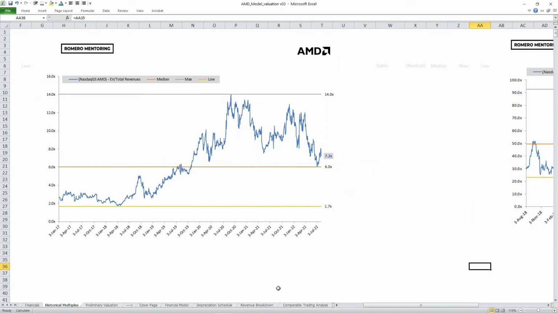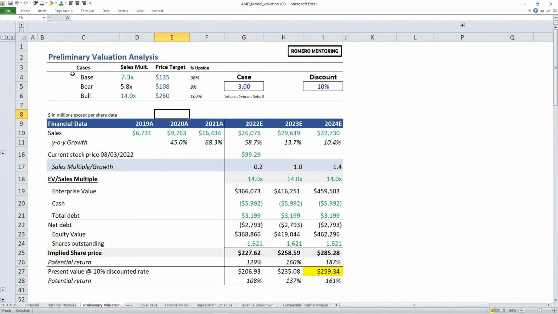And in addition to that, my entire valuation, all three scenarios, whether the stock trades at a 7.3 sales multiple, a 5.8 bear case multiple, or a 14x bull case multiple, all three suggest that the stock has more upside from its current stock price. So all signs indicate to me that the stock is undervalued and this thing is bullish.